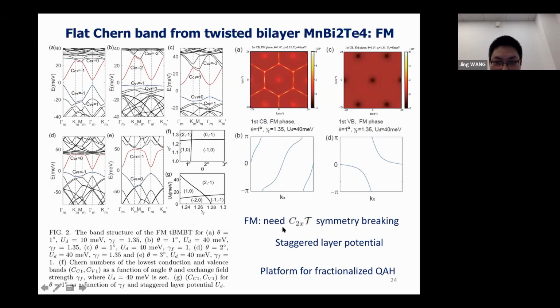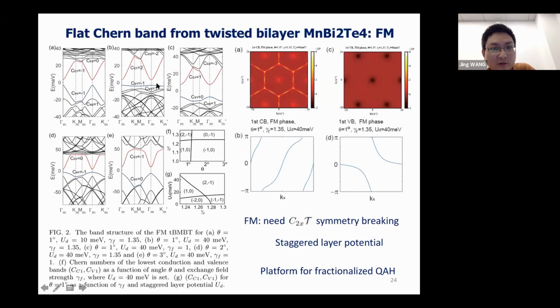Because without this staggered layer potential, the system has this C2T symmetry. C2T symmetry guarantees that the Hall conductance is zero. So to have non-zero Hall conductance, you need to break this C2T symmetry, which is simply done by applying the staggered layer potential, which is also used in twisted bilayer graphene. This is a platform for possibly fractionalized Chern insulators or fractionalized Chern states.